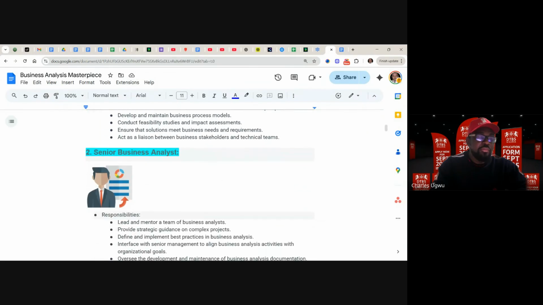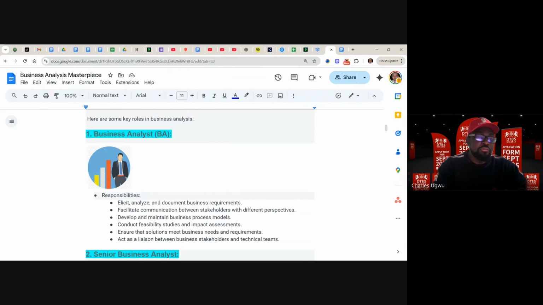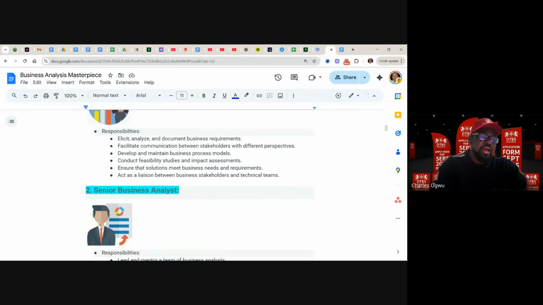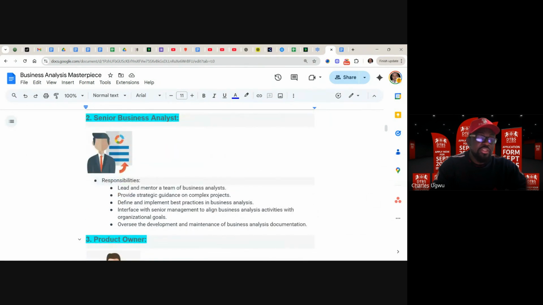Then we have senior business analysts. From business analyst, you grow to become senior business analyst. Like someone asking about Six Sigma, by the time you become a senior business analyst, you must have something like that. Responsibilities of a senior business analyst: you lead and mentor a team of business analysts, provide strategic guidance on complex projects, define and implement best practice in business analysis, interface with senior management to align business analysis activities with organizational goals, and oversee the development and maintenance of business analysis documentation.